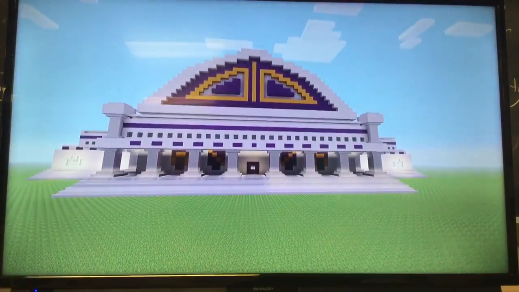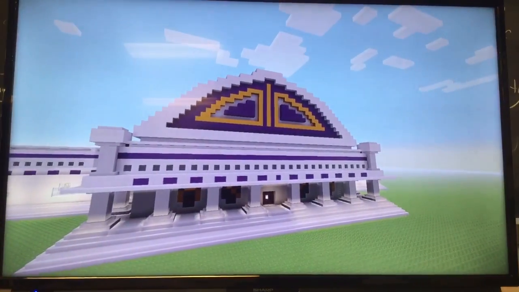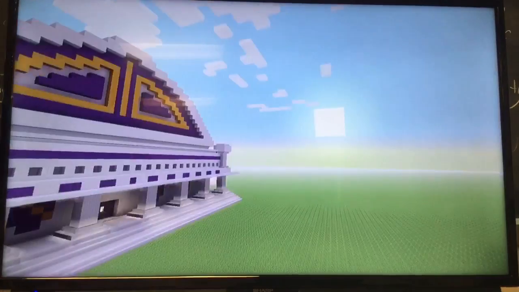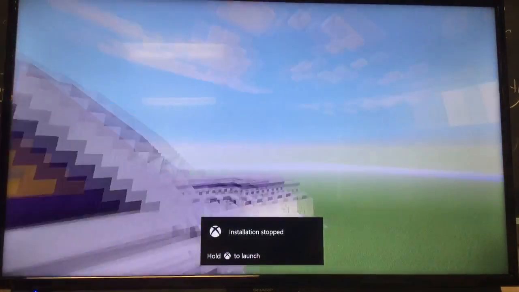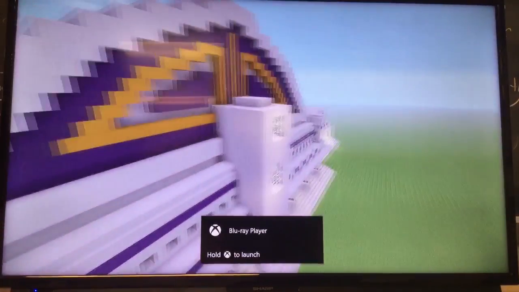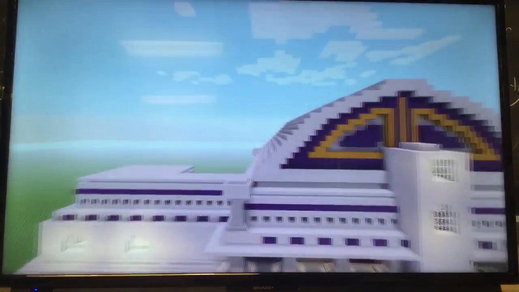Alright, so this is Mr. McCauley's U.S. History Authentic Assessment for Block 6. This is going to be showing you kind of a design of how one of the best projects was created. So pretty much here, we did this in Minecraft, Xbox One Edition. We pretty much made the museum.